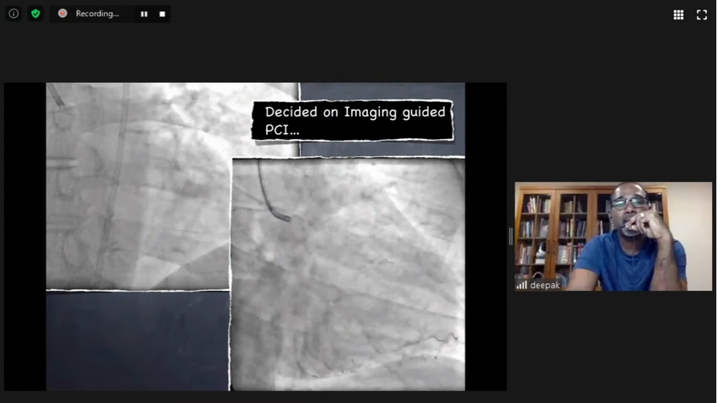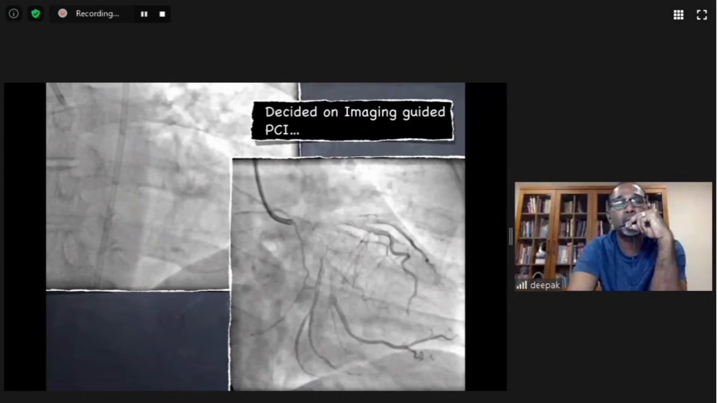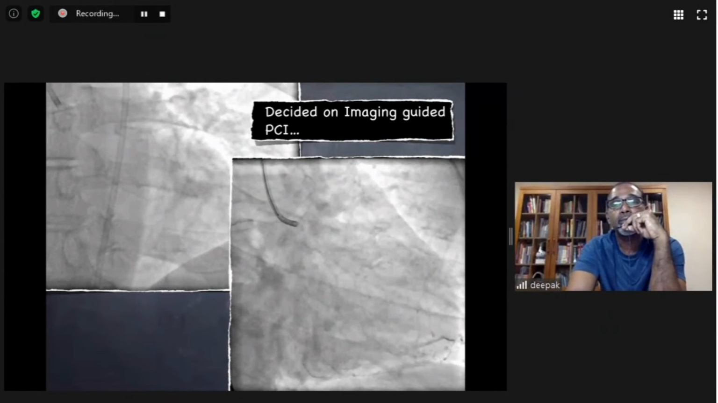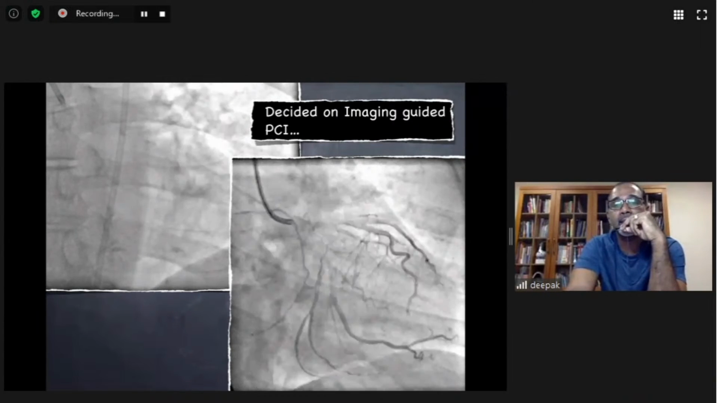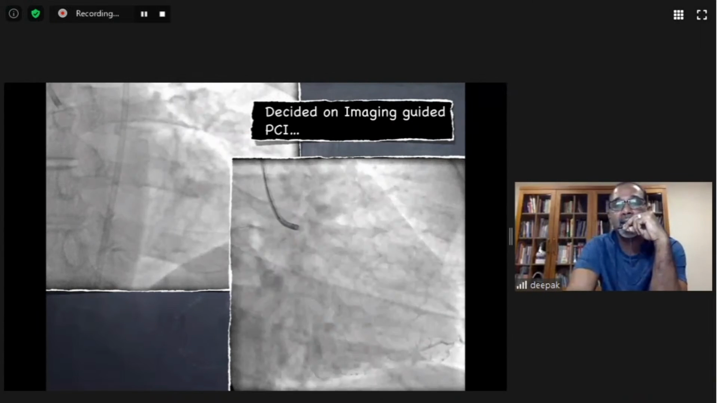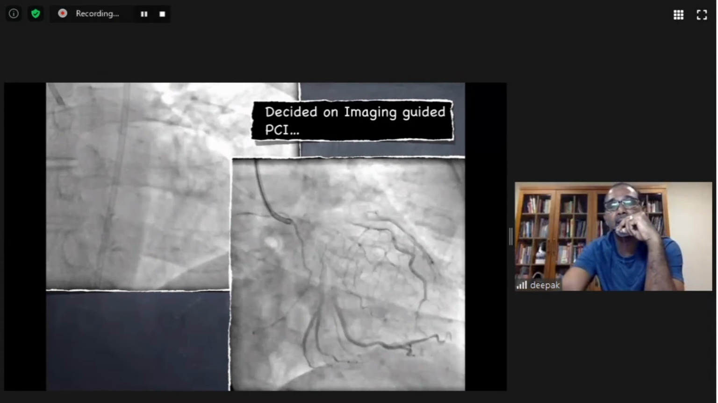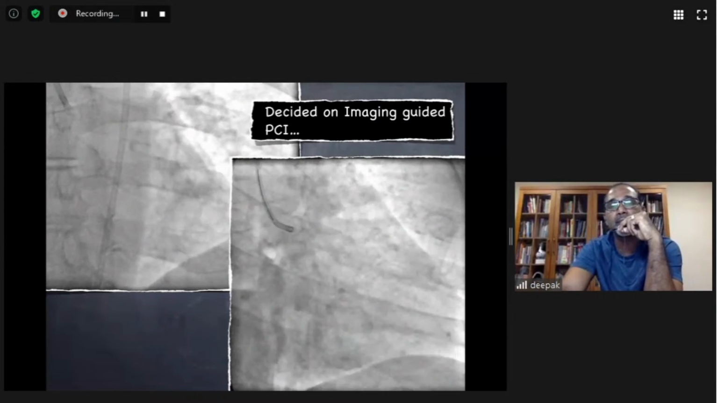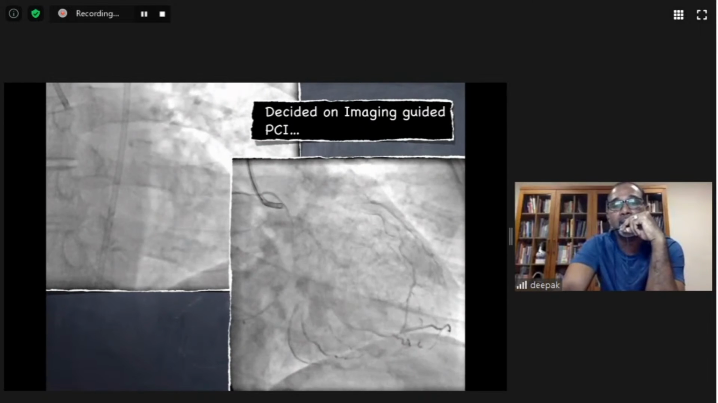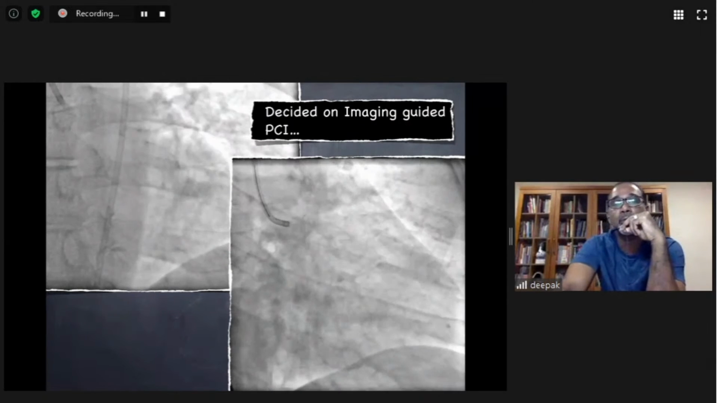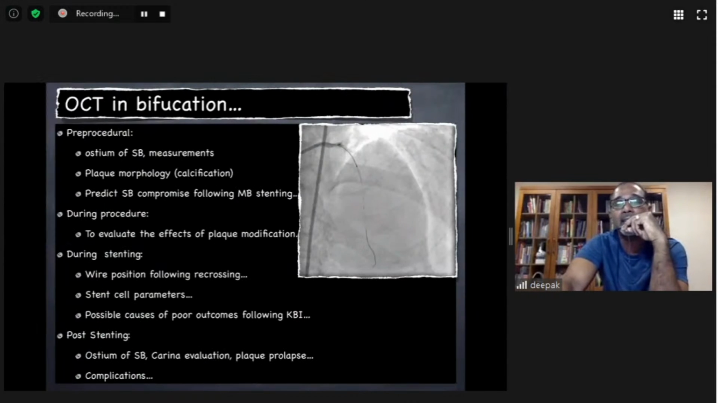In the first image, you could see that there is a significant amount of calcium involving both the LAD as well as the circumflex and the left main bifurcation. In the second image, you could see some shelf-like projection at the left main bifurcation, something protruding into the bifurcation, suggestive of some dissection flaps. So we decided that definitely we should do image guided PCI to make sure what exactly is happening over there, even though we were sure angiographically that there was some amount of calcium.